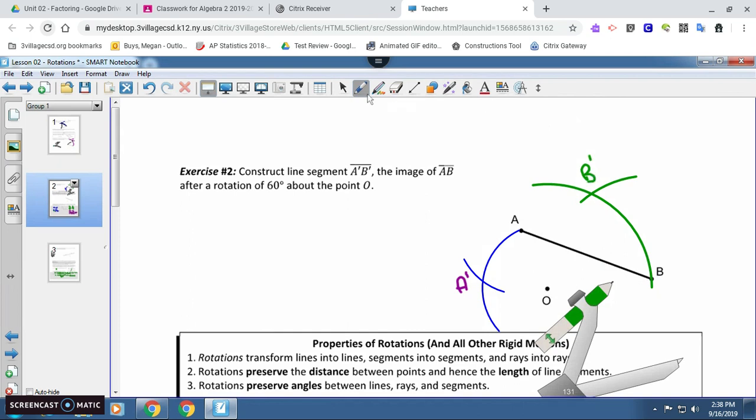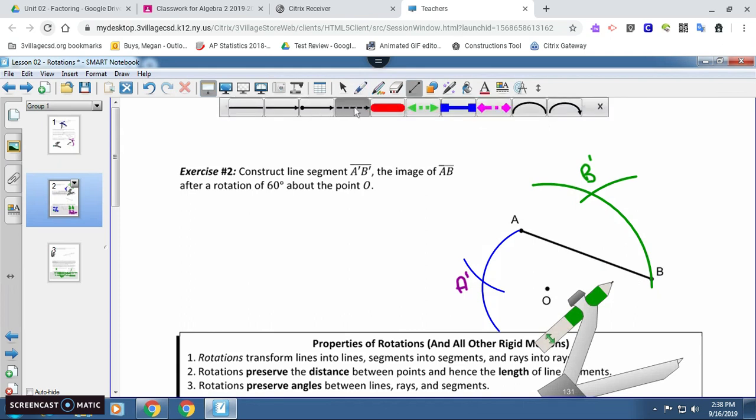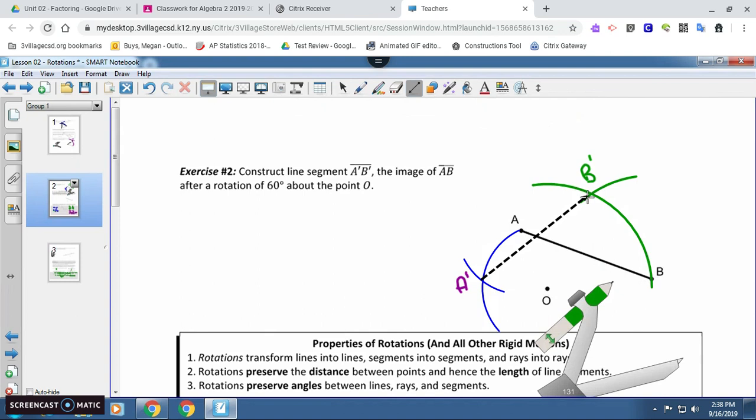And same as before, I'm going to make a dashed line. You can make it a solid line. I'm just doing this so we know the difference between our two lines here. So this is rotated 60 degrees. Both points have shifted.